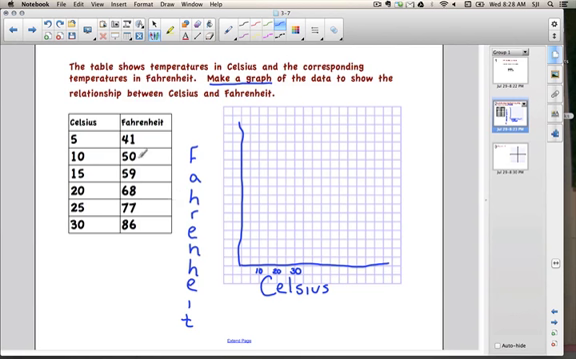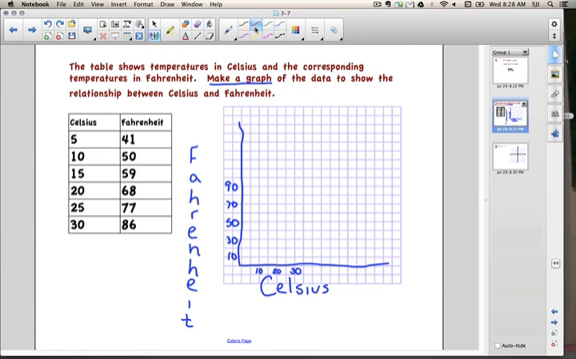Here, 41 is our smallest number, and 86 is our biggest number. So maybe on this axis, we could count by tens. So if this is 0, this is going to be 10. This is going to be 20, so this is going to be 30. This is going to be 40, so this would be 50, 60, 70, 80, 90. And now I've made my graph big enough. Now you could choose to count by different numbers if you wanted, but that's what I chose to count by.